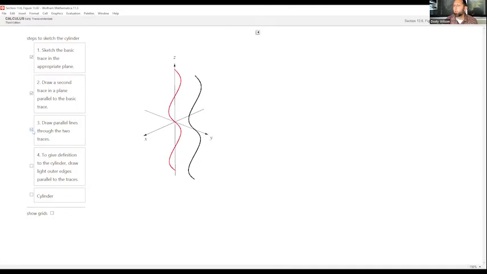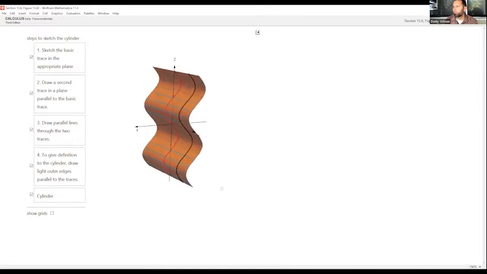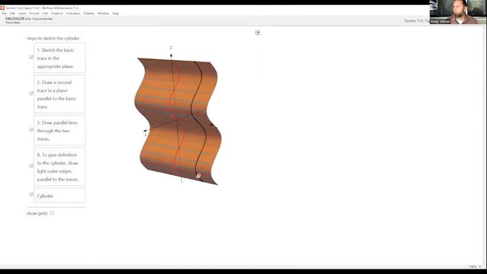And then we will draw parallels across the two traces and lightly sketch that outer edge. It's a little difficult in OneNote to erase the ends, but with a pencil that wouldn't be very difficult. And this gives us our cylinder. Notice the cylinder has the same profile regardless of where you cut it along the y-axis, provided your cut is parallel to the xz plane. So that's how you sketch a cylinder.